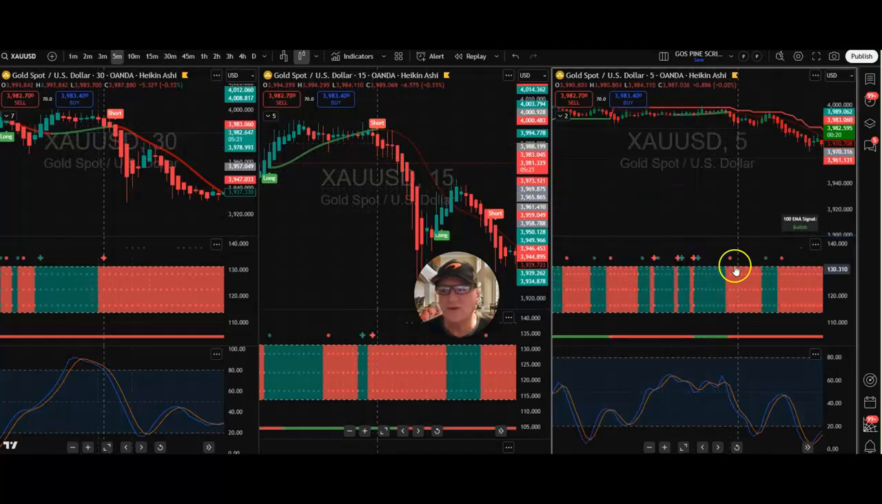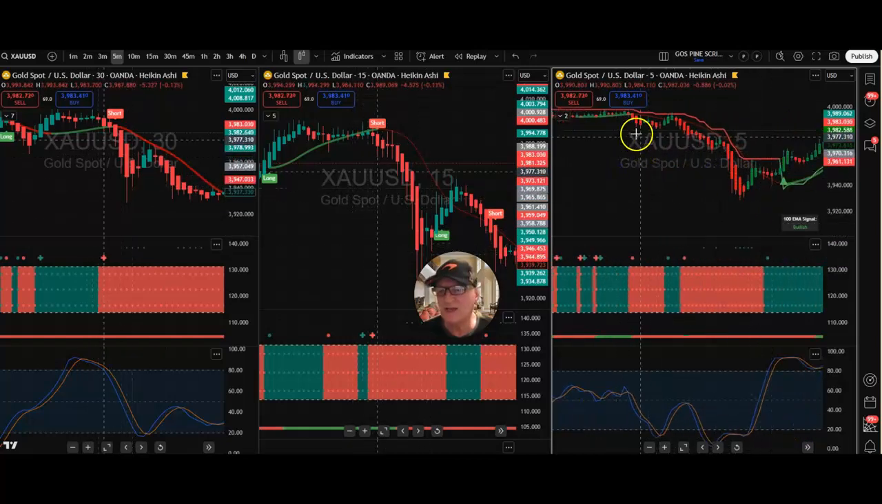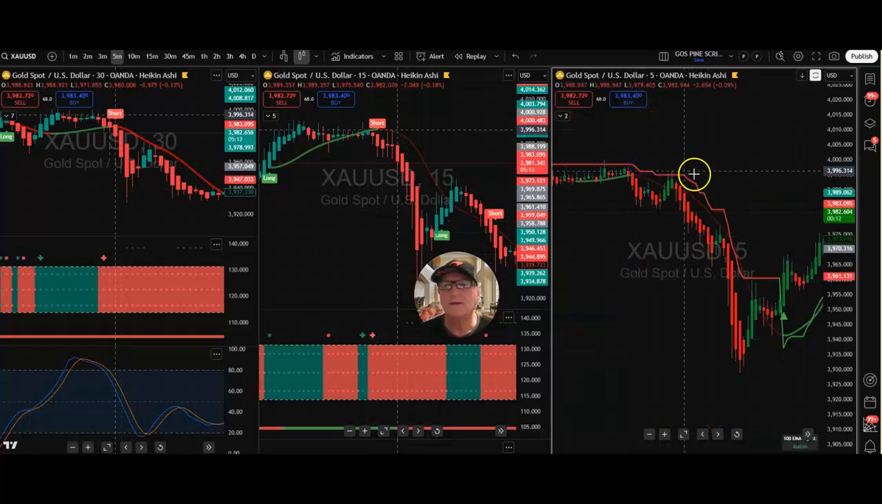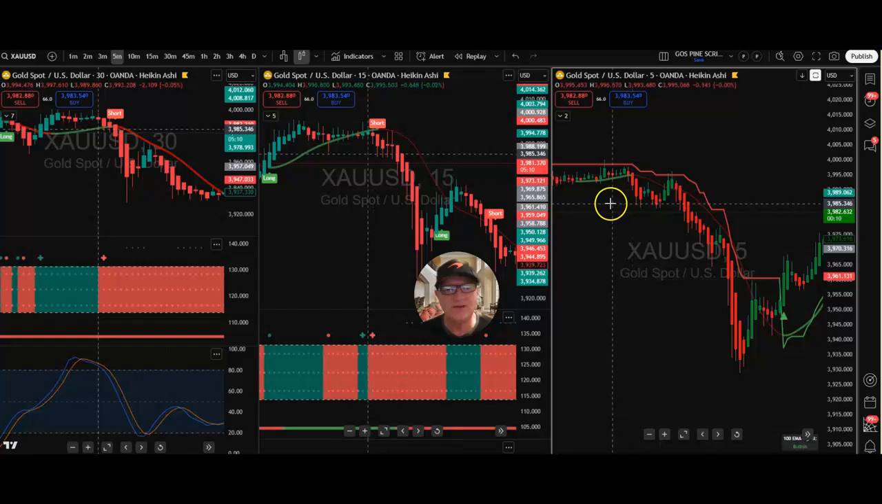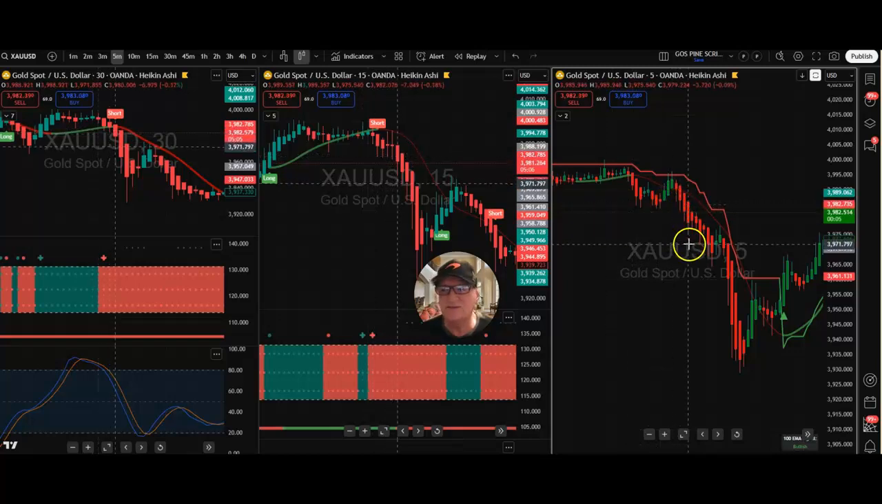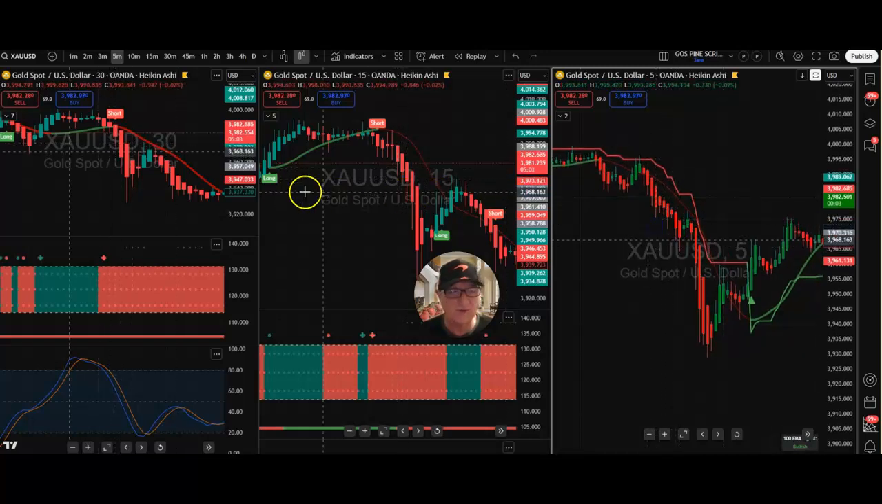If you want to use it on the 5-minute as well, please do, but you will get a lot of greens and reds because it's a much faster chart. So look at the oscillator on the left. Is it oversold? No, it's a safe trade, and there's plenty of room for this price to go down.